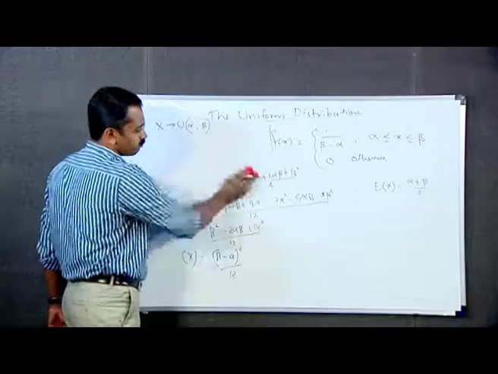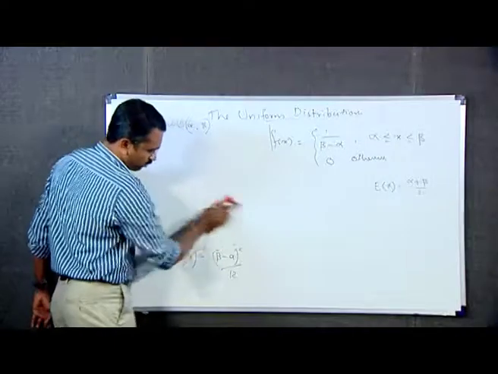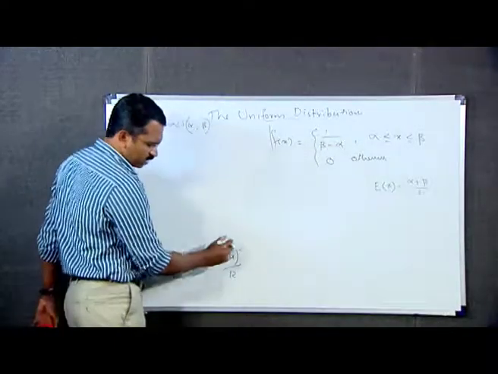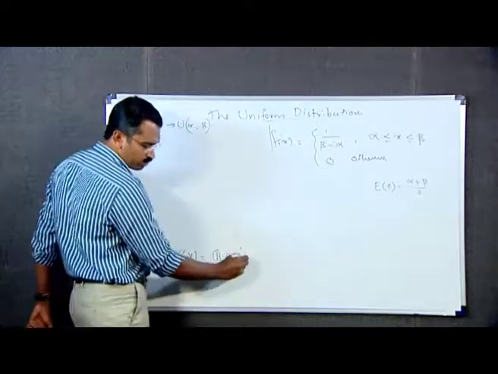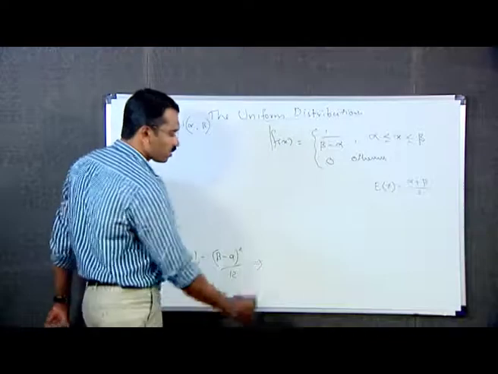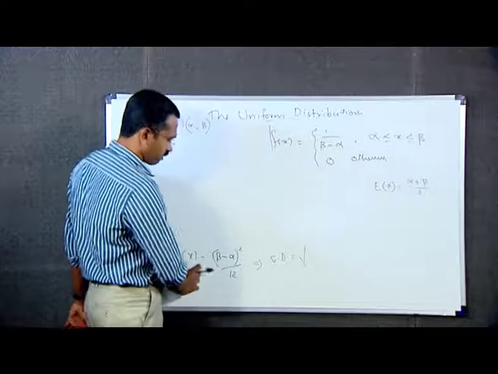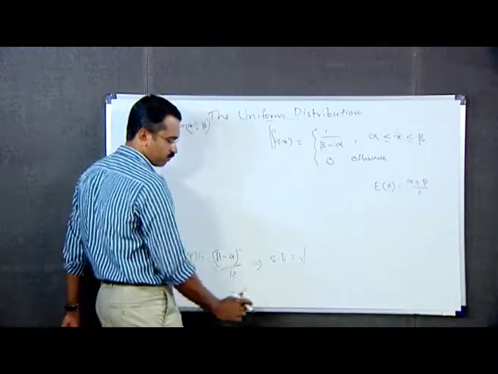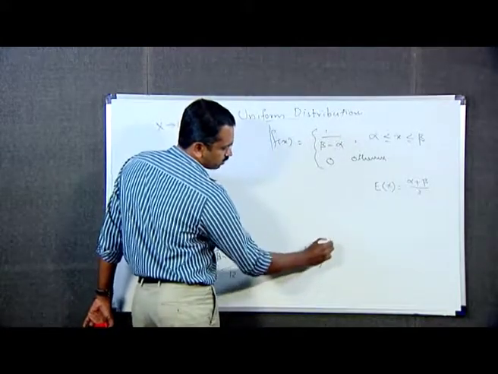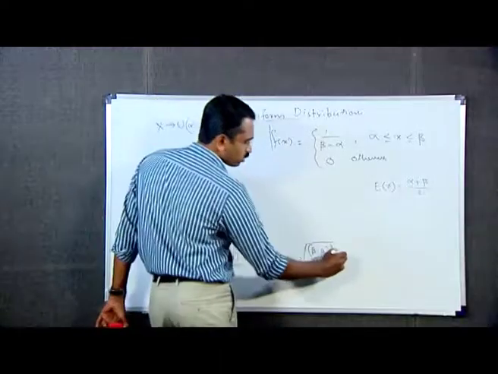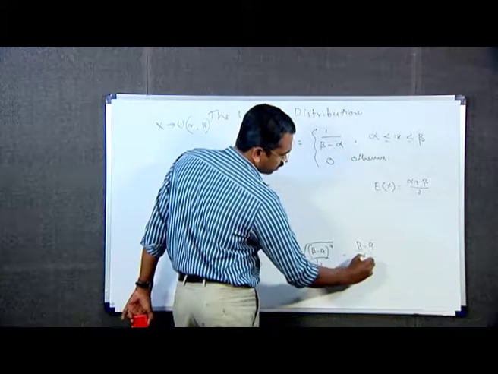Now we have to find the moment generating function of the uniform distribution. Note that here variance of x is beta minus alpha the whole square divided by 12, which implies that the standard deviation of x is the positive root of the variance of x, that is the positive root of beta minus alpha the whole square divided by 12, which is equal to beta minus alpha divided by square root of 12.